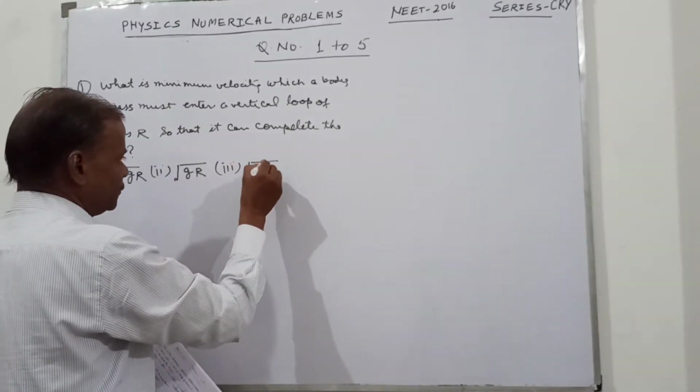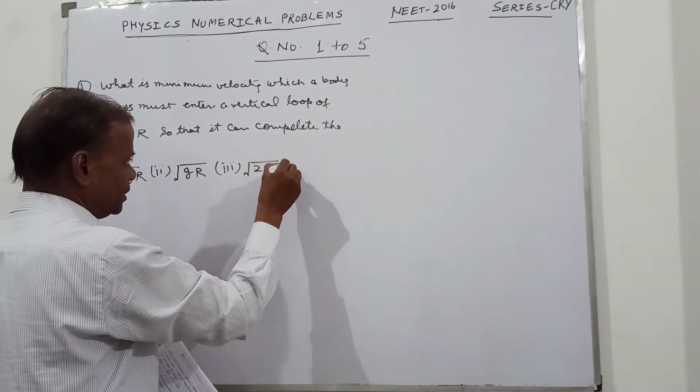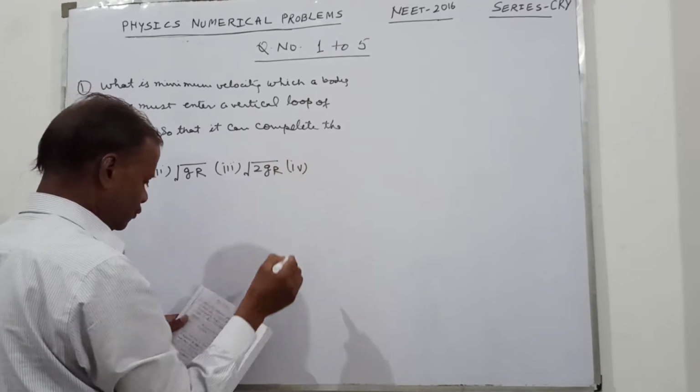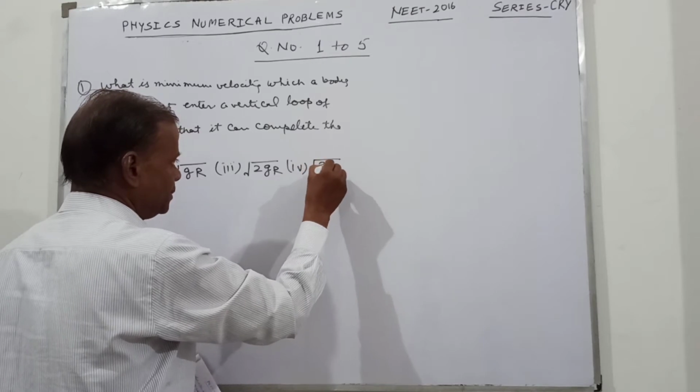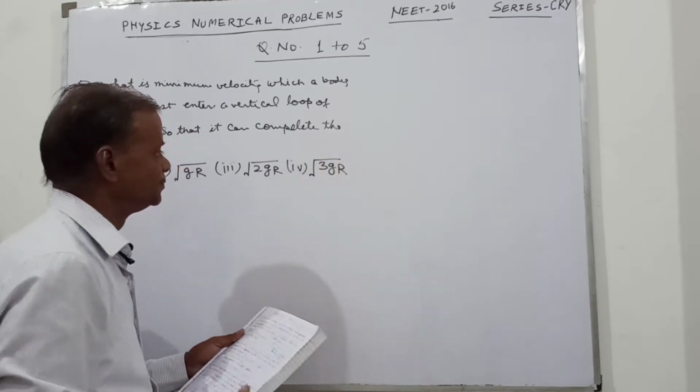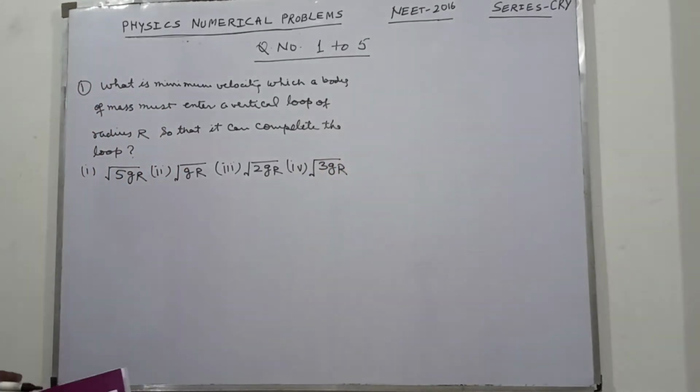Now the options: first, square root of 5gr; second, square root of gr; third, square root of 2gr; and fourth, square root of 3gr. These are the options.